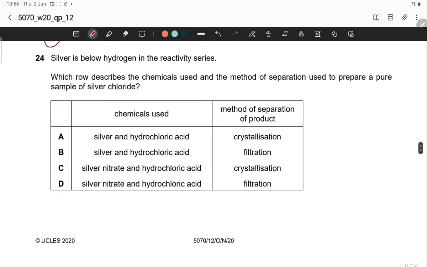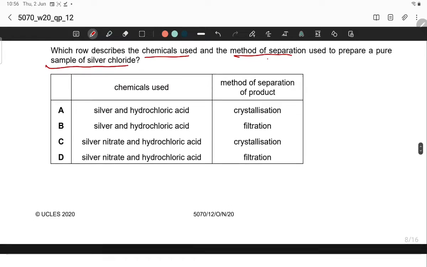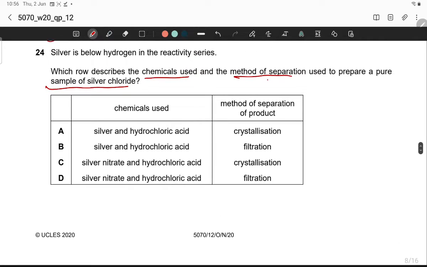Question number 24. Silver is below hydrogen in the reactivity series. Which chemicals used and method of separation are used to prepare a pure sample of silver chloride? Silver and hydrochloric acid as chemicals used: no, this is not correct, because silver does not react with dilute HCl, because it is lower than hydrogen in the reactivity series.